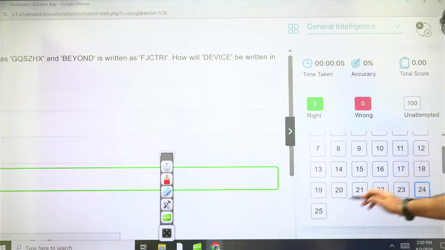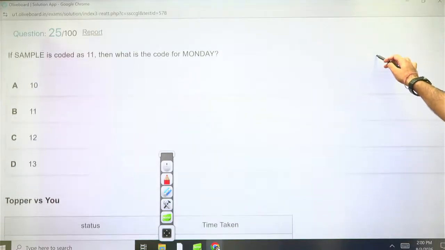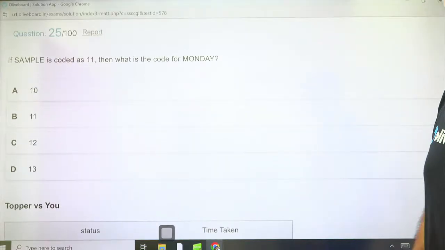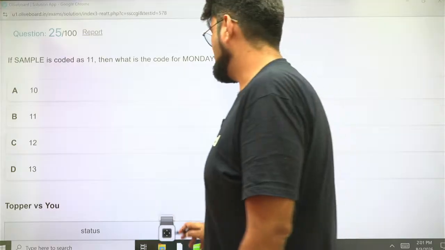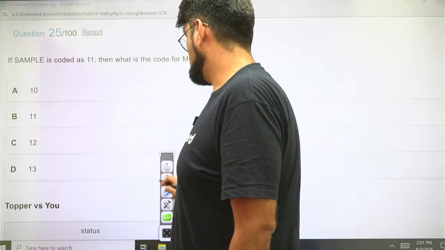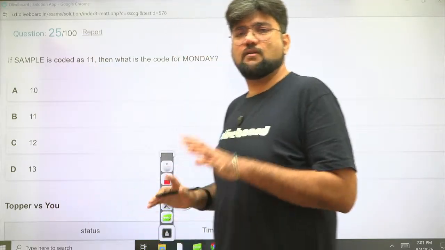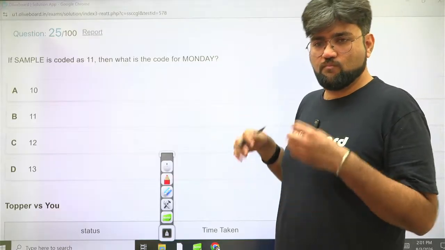Okay. And the last and final question for this mock is here. This is also a good question actually. Because when you look at a very small number, you think that probably this is based on number of letters or anything. But first attempt should always be the sum. Make sure you find out the sum.